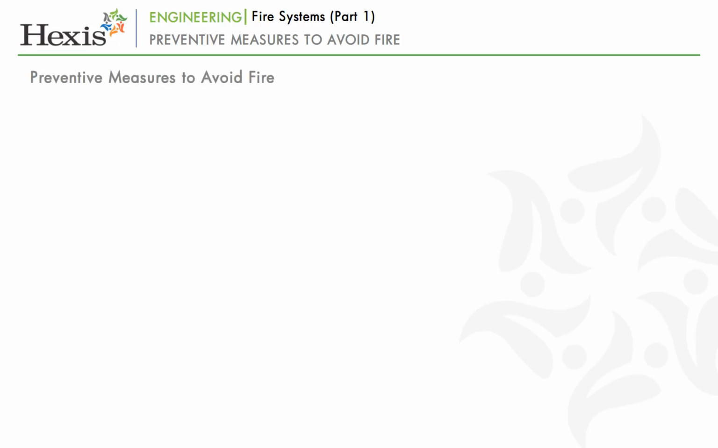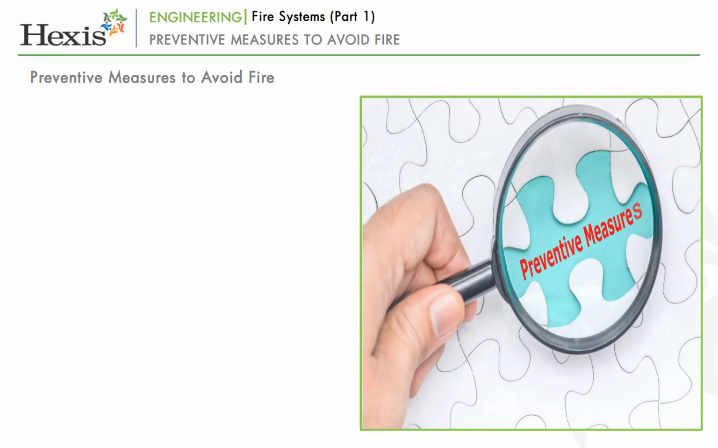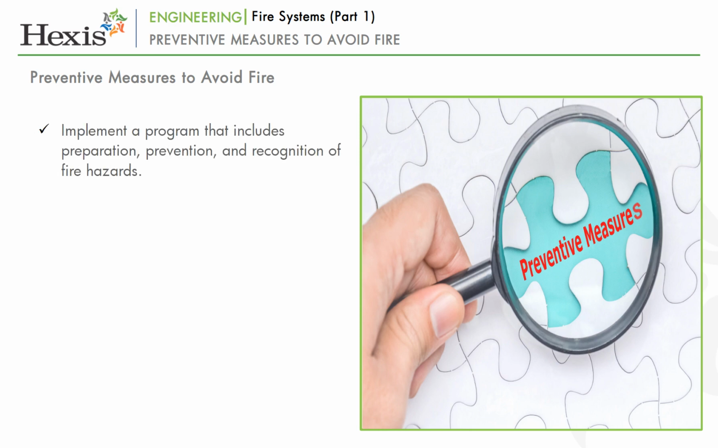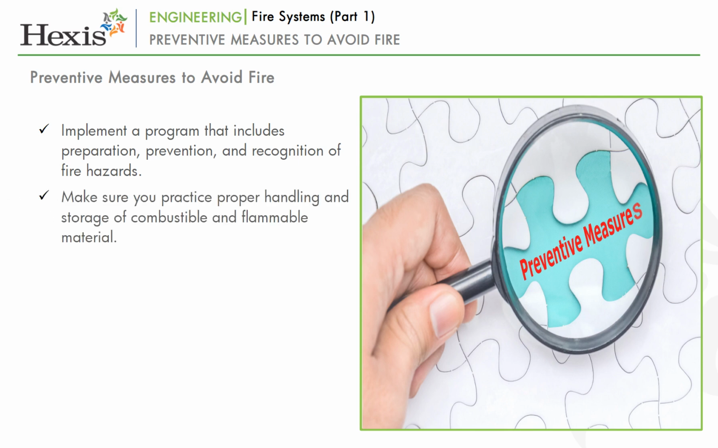Next, we will look at the preventive measures that should be taken to avoid fire. Though there are many other aspects of managing fires that we would be learning about later, the following basic measures assist in the prevention of fire. Implement a program that includes preparation, prevention, and recognition of fire hazards.